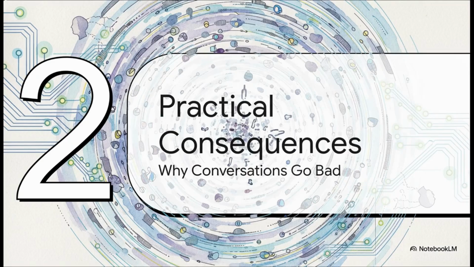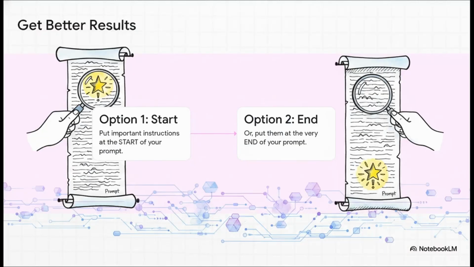So that lost in the middle thing has a really practical consequence that is absolutely worth remembering. If you really want the model to follow a specific instruction, you have to put it at the very start or the very end of your prompt. Whatever you do, don't bury it in the middle. Think about it like a 50-item grocery list. You're going to remember what's at the top, you'll remember what's at the bottom. Everything else, it's kind of a blur. The model works the exact same way.